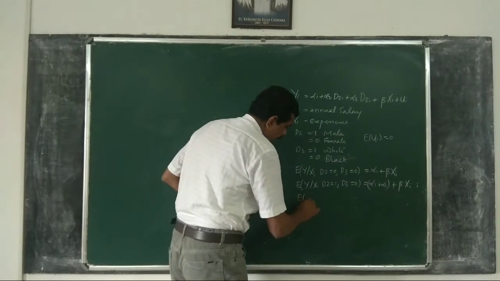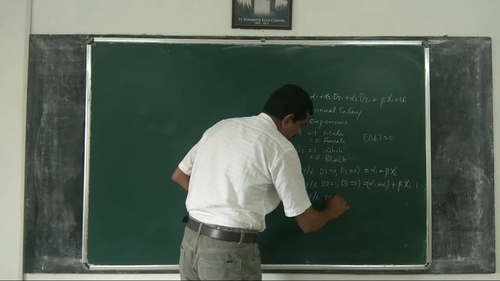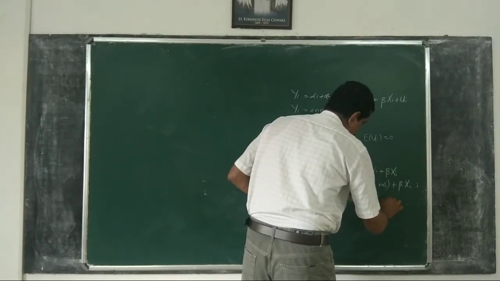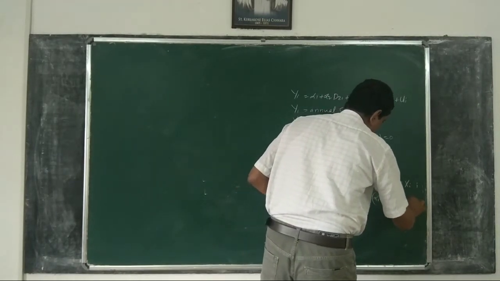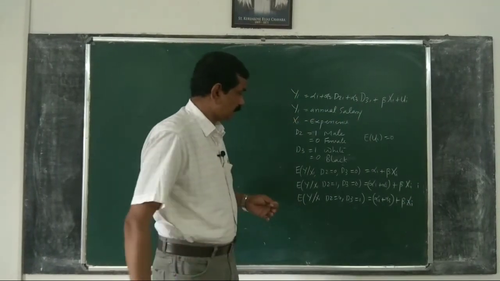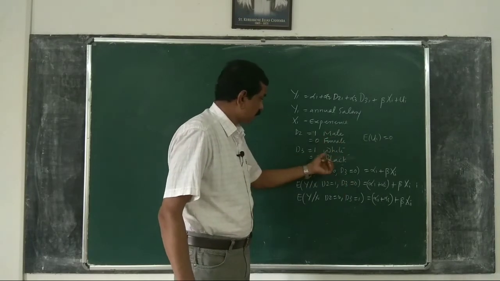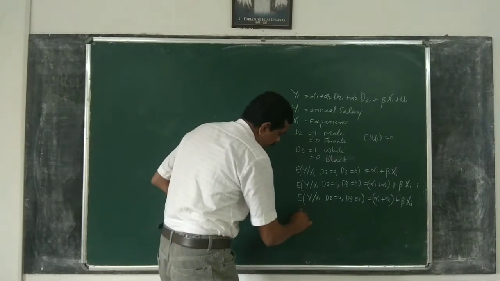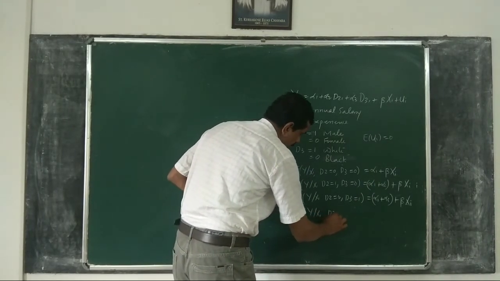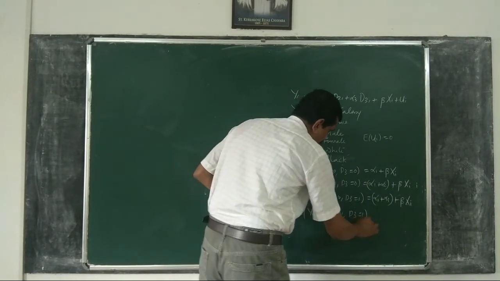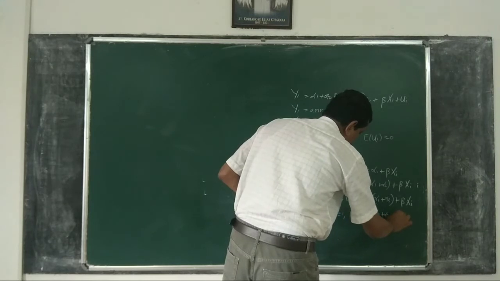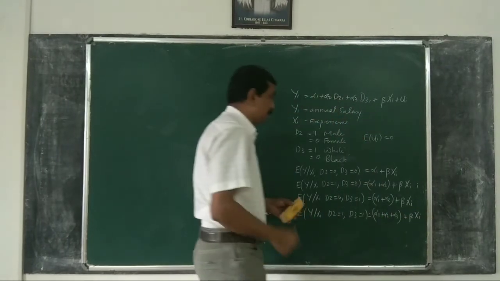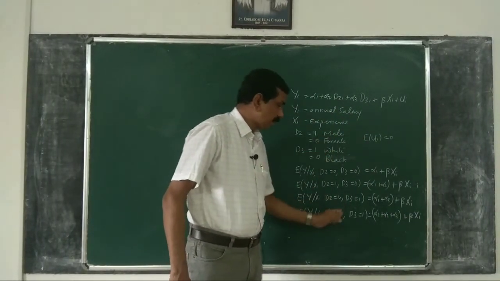Then expected y given xi, D2 is equal to 0, D3 is equal to 1 is alpha 1 plus alpha 3 plus beta xi. That is the mean salary of a white female person, since alpha 3 is 1. Then expected y given xi, D2 is equal to 1, D3 is equal to 1 is alpha 1 plus alpha 2 plus alpha 3 plus beta xi. That is the mean salary of a white male person.